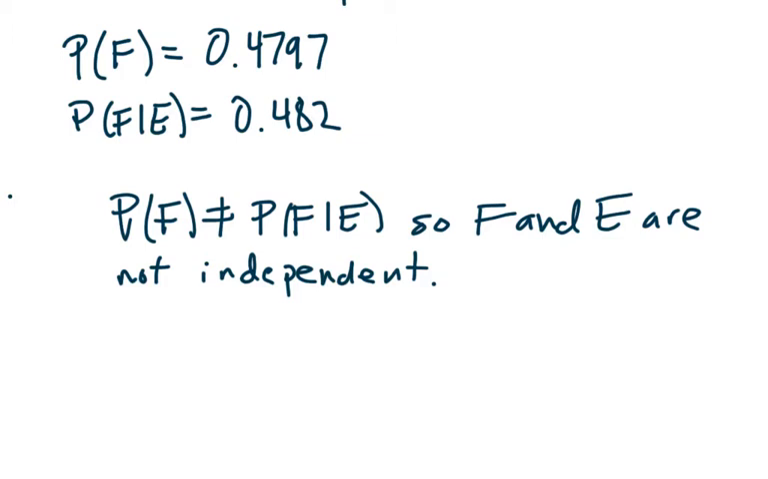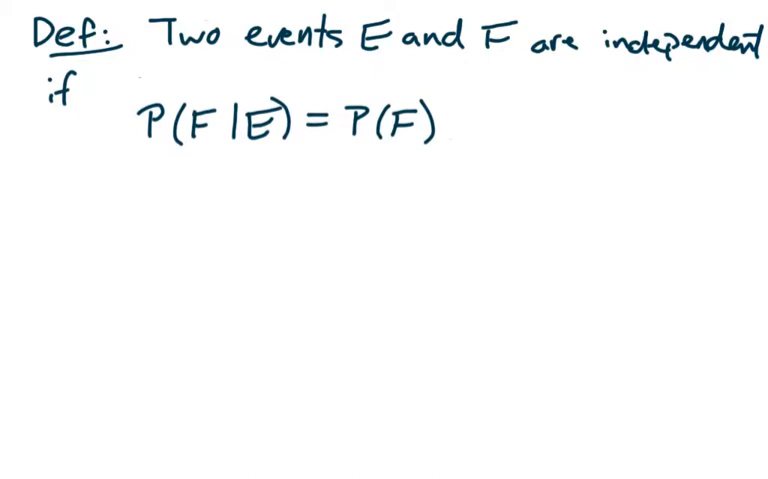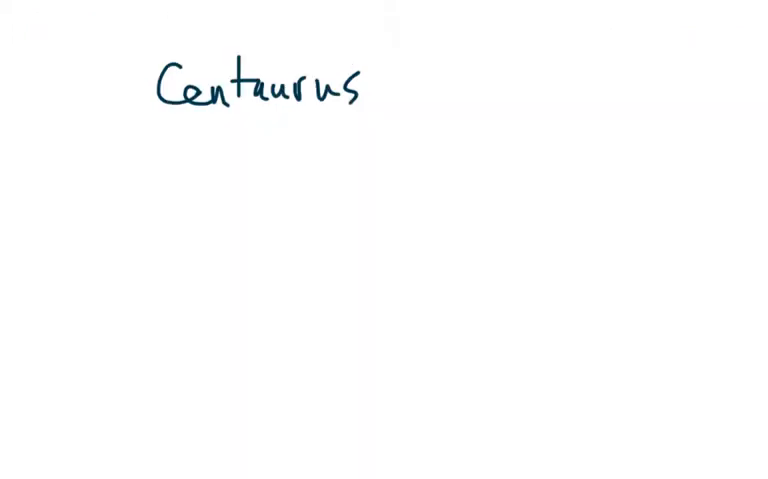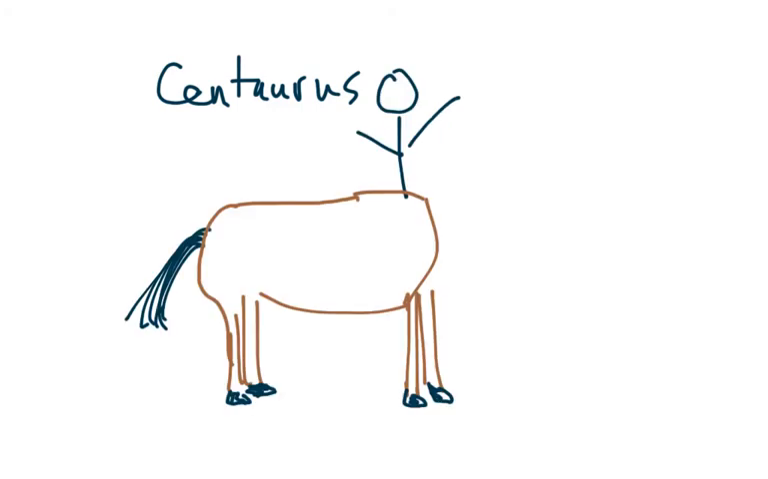Cool? Good. Great. Grand. That actually concludes our stuff for today. We talked about contingency tables, we talked about conditional probability, we talked about independent events. Our constellation of the day is Centaurus, the Centaur constellation.